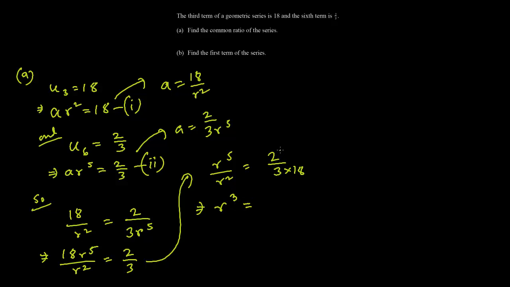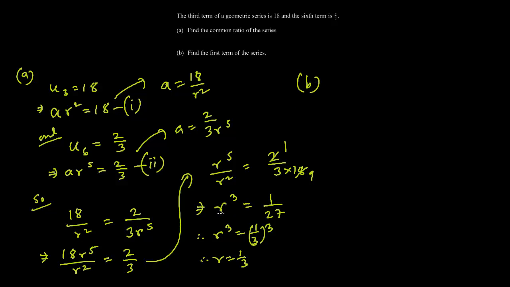And this becomes 2 ones are 2, 2 nines are 18, and this is going to be 27. Therefore, r cubed is 1 by 3 whole cubed. That means r is 1 by 3. We have found the value of r. r equals 1 by 3.